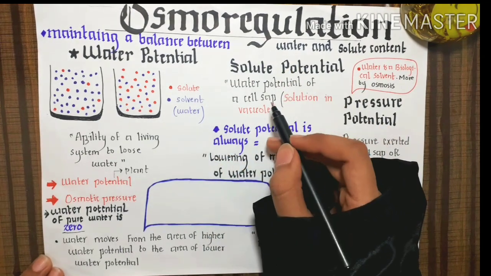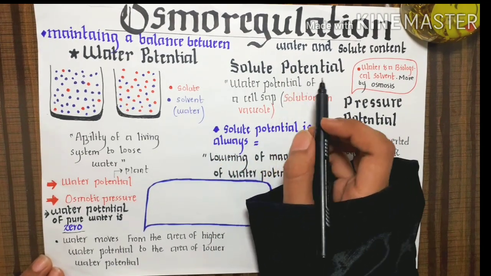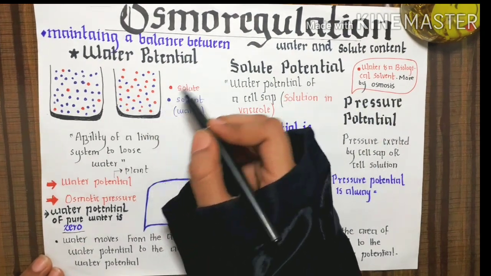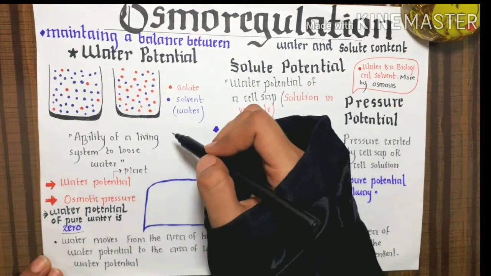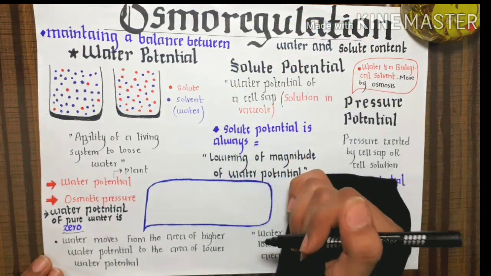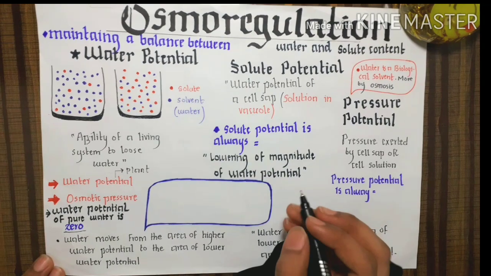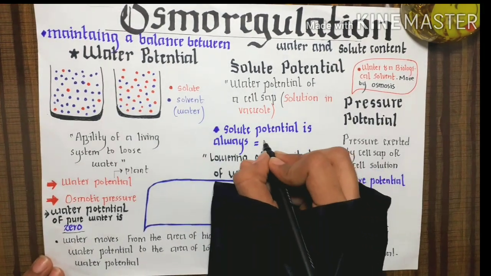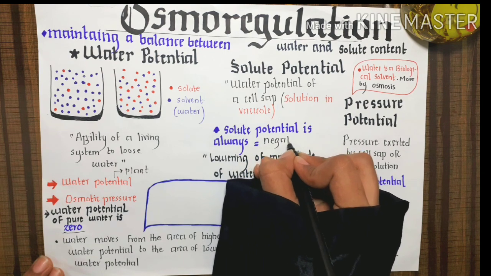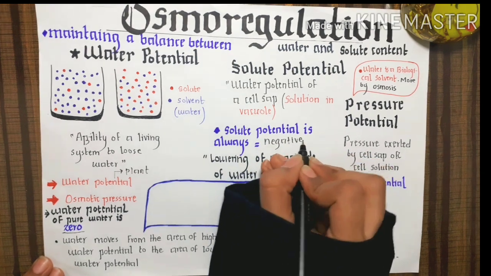Concentration of a cell sap is expressed as solute potential. Now we learned that the more solute enters the container, the water potential keeps decreasing and decreasing. So we can say that the water potential is always negative. Water potential is always negative, right?